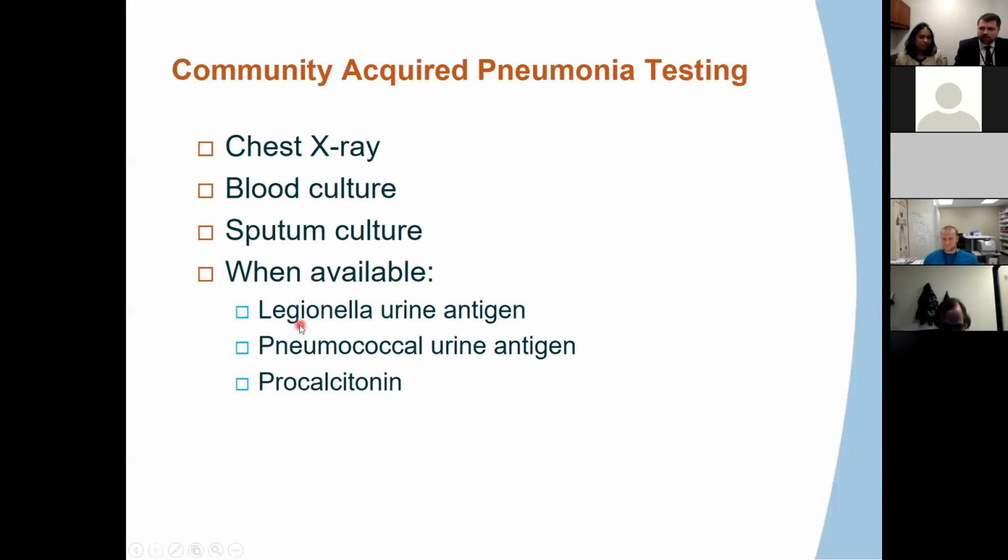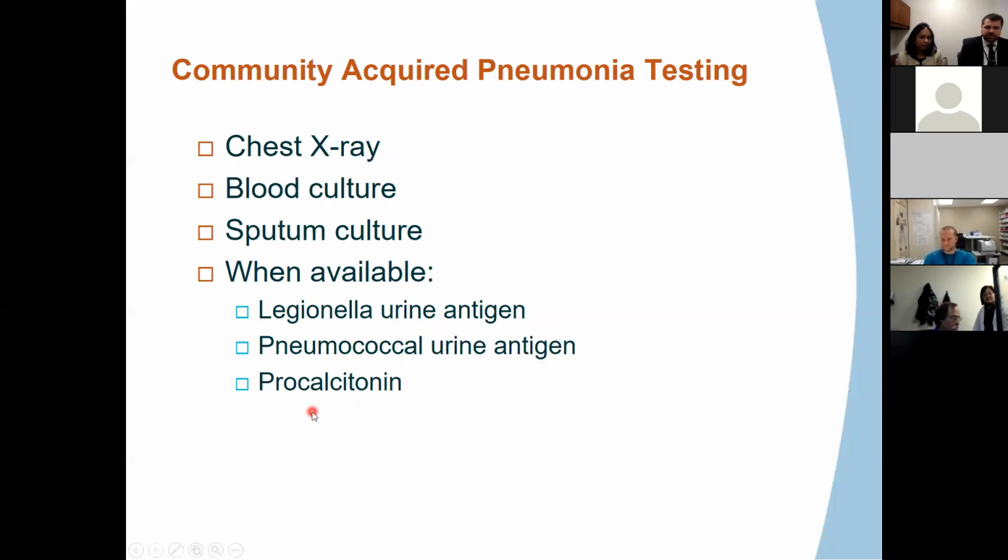When available, a Legionella urine antigen. So a Legionella urine antigen, if it's positive, that's something that you want to make sure you're covering. If it's negative, it might not be so helpful because they may still have Legionella, but if it's positive, you want to make sure that's covered. Pneumococcal urine antigen is another urine test, and procalcitonin. So if you're able to do a procalcitonin, we recommend it.